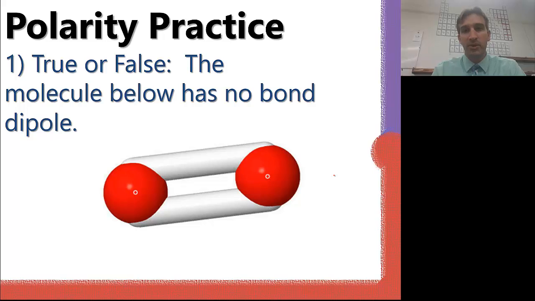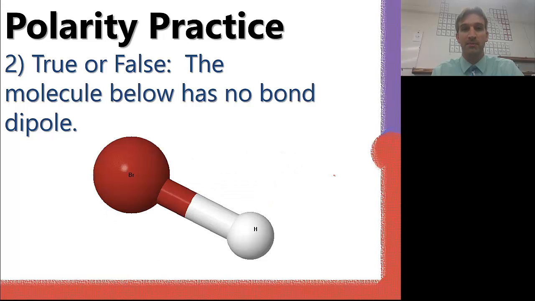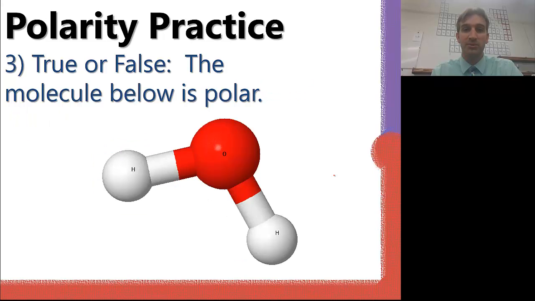Now, you have a couple of practice problems here. We'll start with this one. The molecule below has no bond dipole. Take a minute to respond to that, think it through, and try to justify, do we know does it have a bond dipole or no? Second question, the molecule below has no bond dipole. Question 3, our molecule below is polar. This is oxygen with 2 hydrogens.